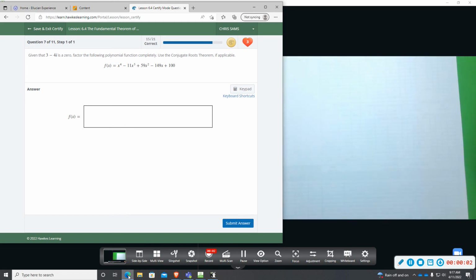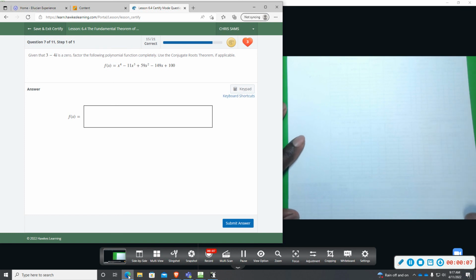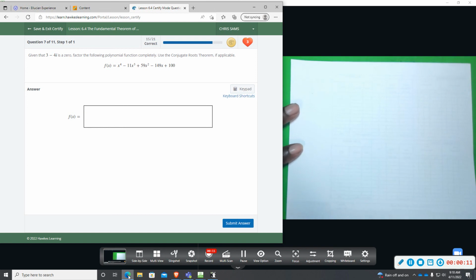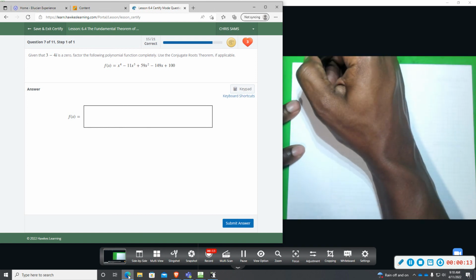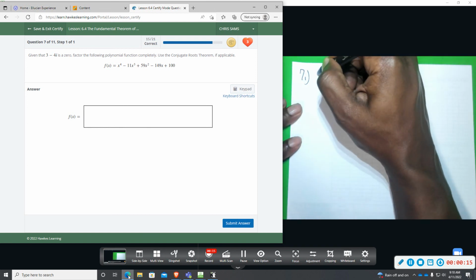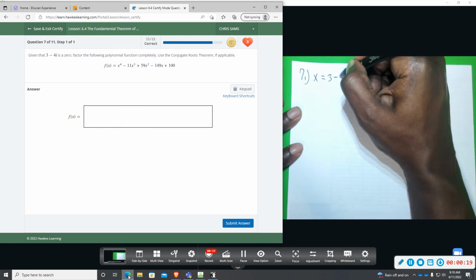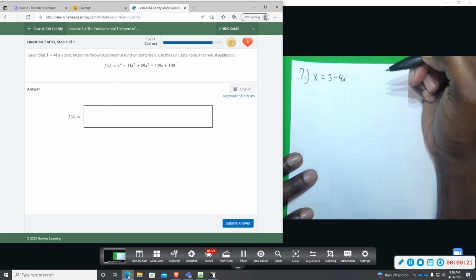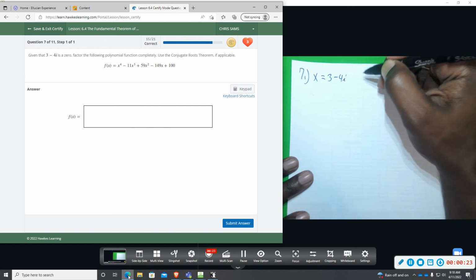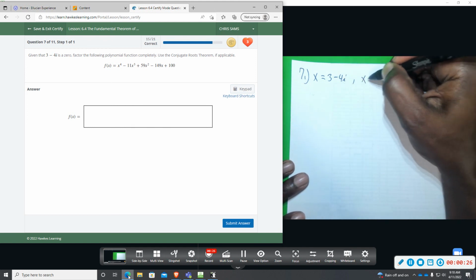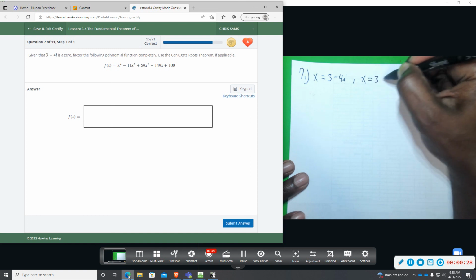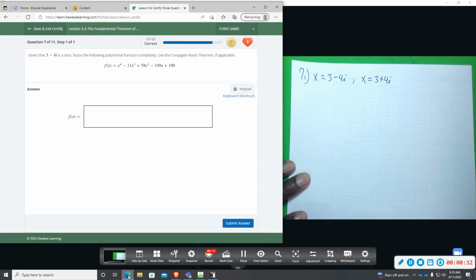All right, number 7, we are given that 3 minus 4i is a 0, and we want to factor this problem completely. So the fact that 3 minus 4i is a 0 in this complex, we also know that x equals 3 plus 4i is a 0 from the conjugate root theorem.